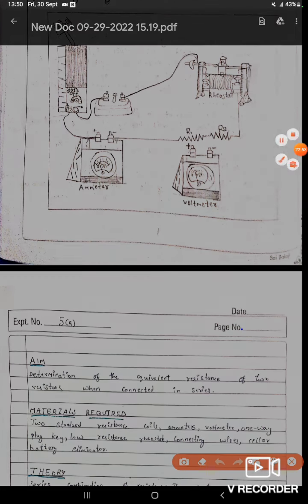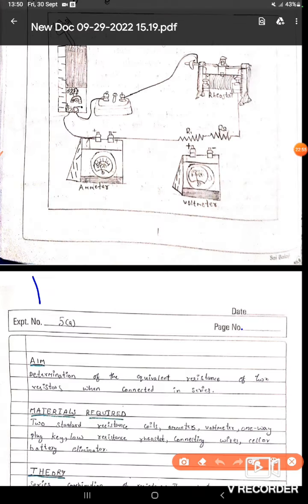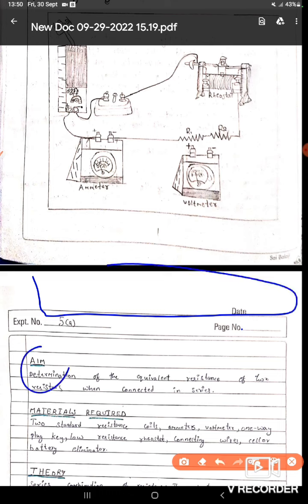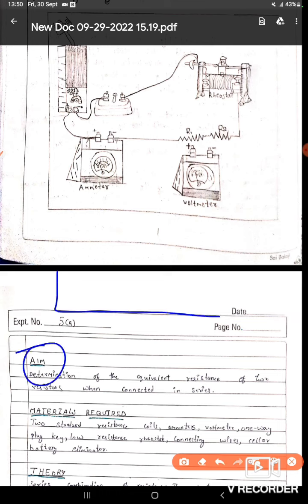So the aim starts here. The aim starts again here. Here the aim starts again, so you just maintain the experiment name. It's mandatory, otherwise the record will not be allowed.